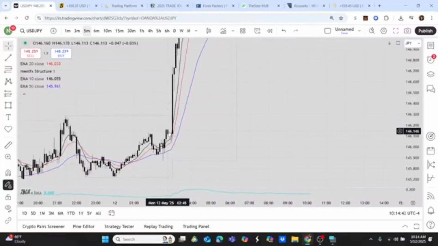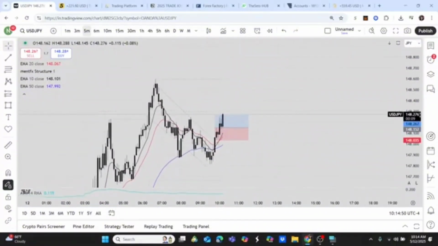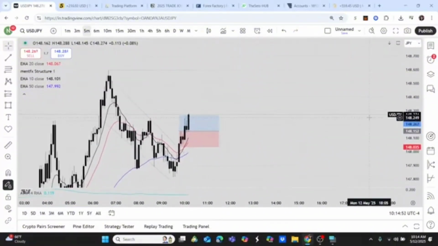Like an example is this huge candle right here. The EMAs was likely to be lagging right here. So that's another thing to keep in mind as well.